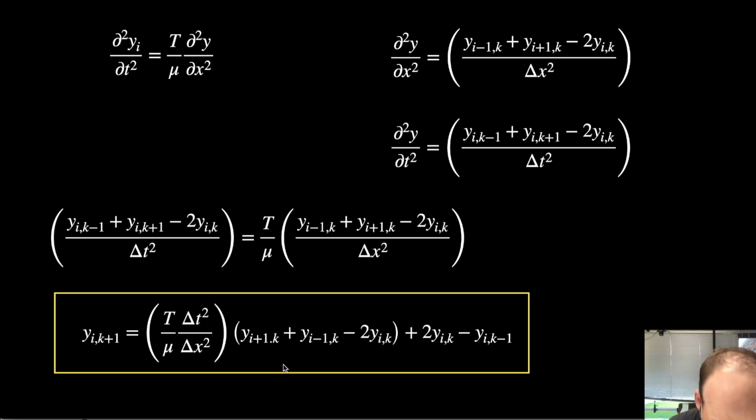i plus 1, k. Is that a comma? That's a period. That should be a comma. And then i minus 1, k, i, k minus 1. And then these are all just constants. I put all the constants together.